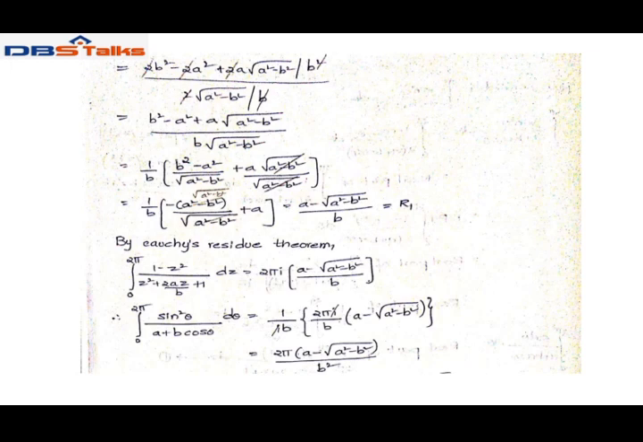So using Cauchy's residue theorem, integral 0 to 2 pi 1 minus z square by z square plus 2az by b plus 1 dz equals 2 pi i into r1 plus r2. r2 is 0, because the second pole is outside the circle. Then it is 2 pi i into r1. r1 is a minus root of a square minus b square by b. So substitute this value in equation 1. Integral 0 to 2 pi sin square theta by a plus b cos theta d theta equals 2 pi i into a minus root of a square minus b square by b square.